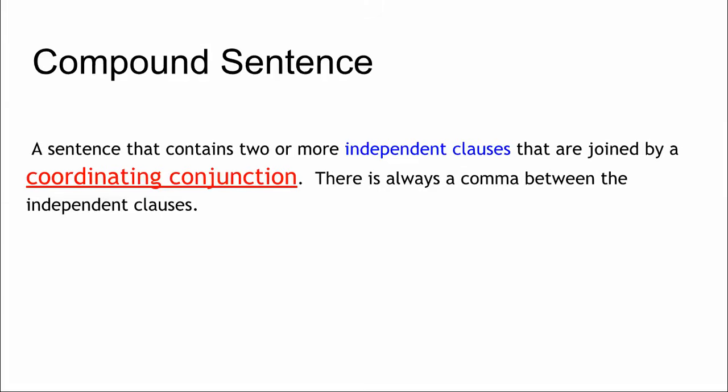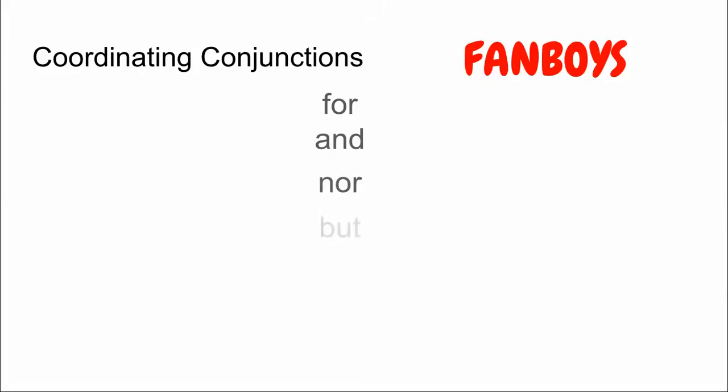The word that jumps out at me is coordinating conjunction. What is that? Well, it's a word that joins the two independent clauses or the two simple sentences. I'm going to give you an easier word for coordinating conjunction. We're going to call it fanboys. So there's only 7 of them. There are 7 words that are going to connect sentences to make them a compound sentence. We have for, and, nor, but, or, yet, and so. And those are known as the fanboys.